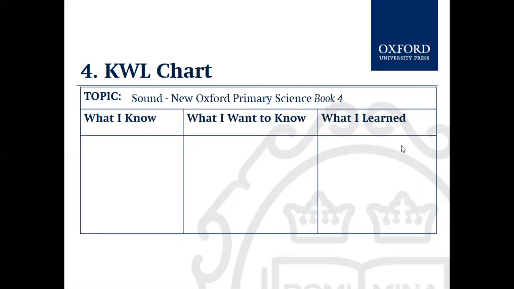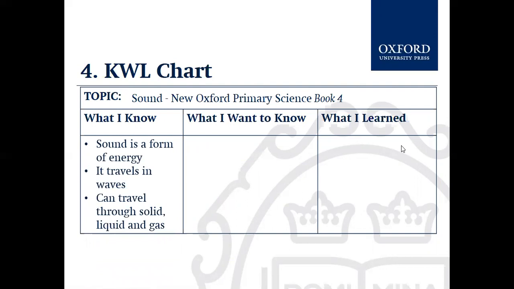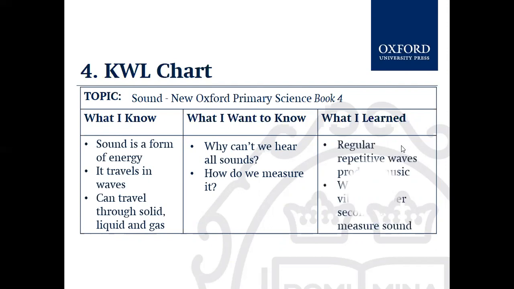Let's take a look at this example from Unit 12 Sound, New Oxford Primary Science Book 4. In the first column, they can write down sound is a form of energy, it travels in waves, can travel through solid, liquid, and gas, and so on. In the second one, they can write down why can't we hear all sounds or how do we measure it. In the third one, they can write down regular repetitive waves produce music, we count vibrations per second to measure sound, and so on after finishing the chapter.